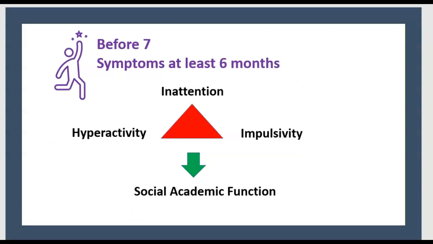As a definition, it starts before the age of 7 and symptoms last at least 6 months. Hyperactivity, inattention, and impulsivity, and the whole leads to a decrease of social and academic function.